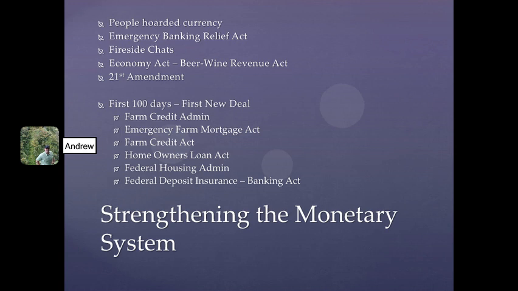One of the first things they'll talk about is the first 100 days that he has in office. Now you can see the list here of all the stuff that gets passed in that first 100 days. The mortgage acts and the housing administration and all that sort of stuff are kind of interesting because it's all about keeping people from losing their houses or their farms or whatever it is. Lastly, the one on there that's pretty interesting is the Federal Deposit Insurance Banking Act, which creates the FDIC, which insures banks for your personal deposits of up to $5,000.